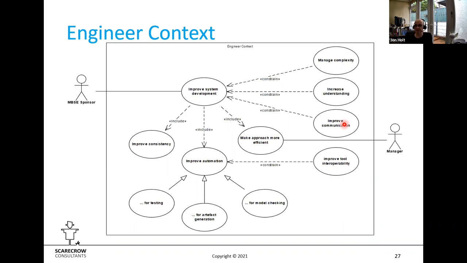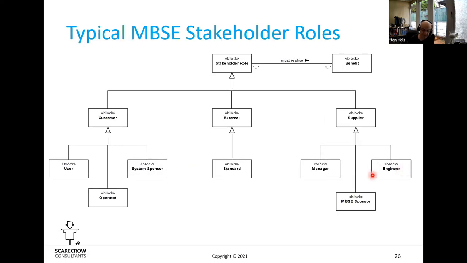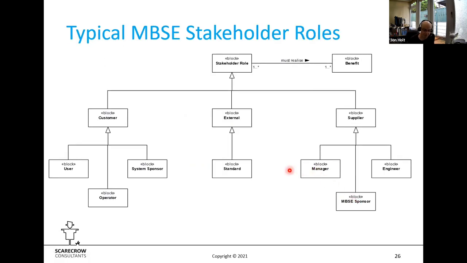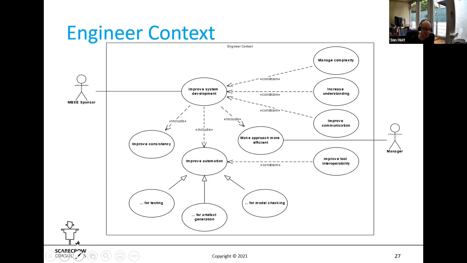As I said, this is just a generic example of an engineering context. If you were to do this for yourself, it would look different. But these were just based on the conversations that I was having with the attendees of the course. So what we have here then is a list of basic needs for a particular stakeholder role. Potentially each one of these is going to have their own context, their own diagram. And indeed, that's what I did. So I created one for each one of these different stakeholder roles.